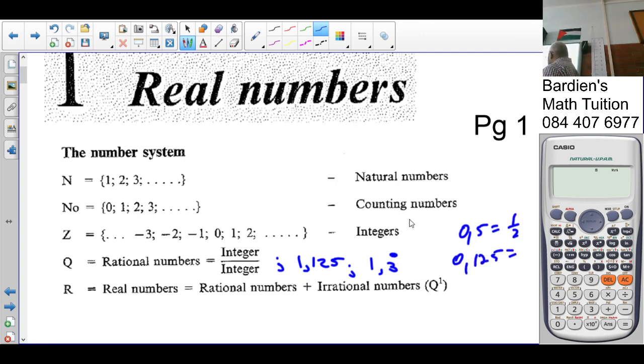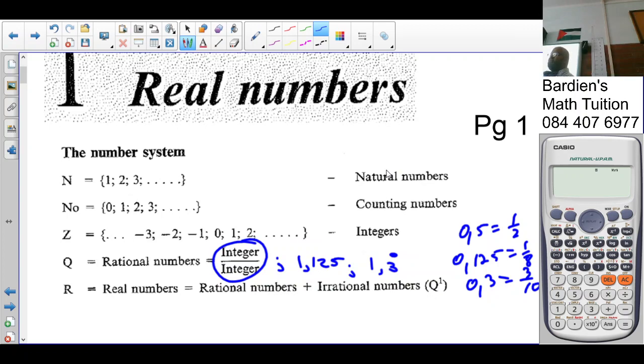0.125 can be written as 1/8. 0.3 can be written as 3/10. What do you notice? Every terminating decimal can be written as a fraction. Can you see that? Every terminating decimal can be written as a fraction. That is why we say that the terminating decimal number is always also a rational number.